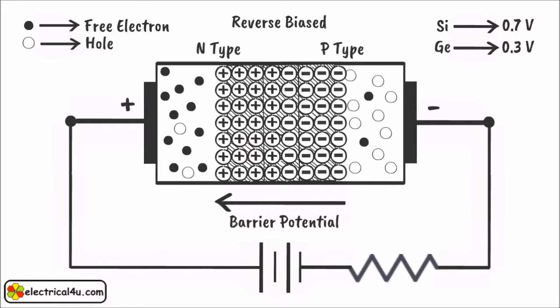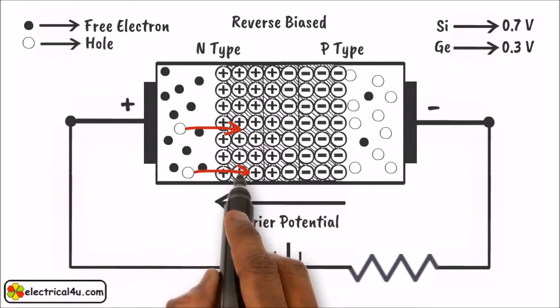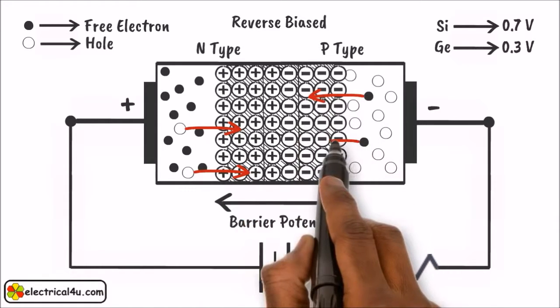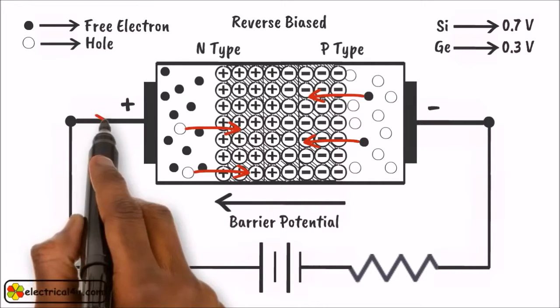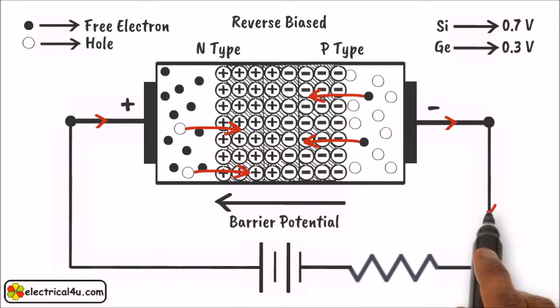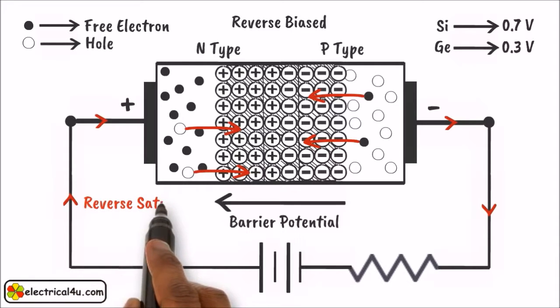Due to the electrostatic force of the applied reverse biased voltage, these minority carriers will smoothly flow through the diode, because the polarity of the reverse biased barrier potential does not oppose the flow of holes from the N-type to the P-type region, and free electrons from the P-type to the N-type region. As the number of minority carriers is very few, a tiny current flows from the N-type end to the P-type end in the diode. This current is called reverse saturation current.